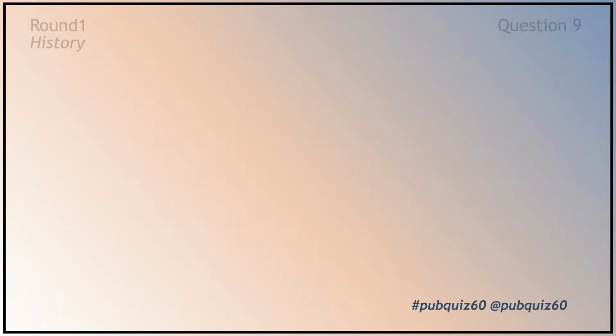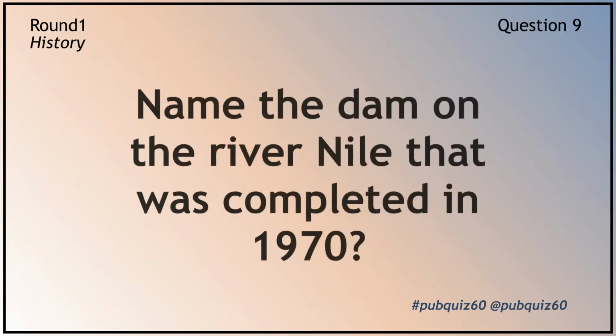Just 2 questions to go in the first round. Question 9 in history. Name the dam on the River Nile that was completed in 1970.